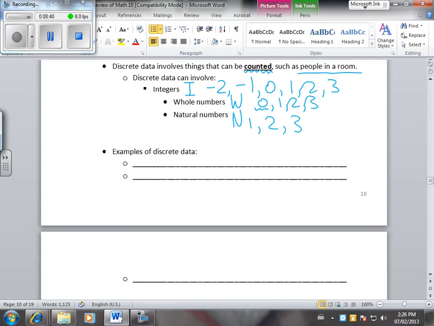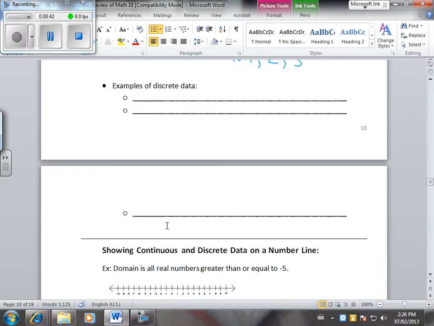Examples of discrete data: think of things we can count. You can count the legs on a centipede. I don't know if you'd want to, but you could count those because they are individual, and you couldn't measure them. You could count the houses in Surrey.